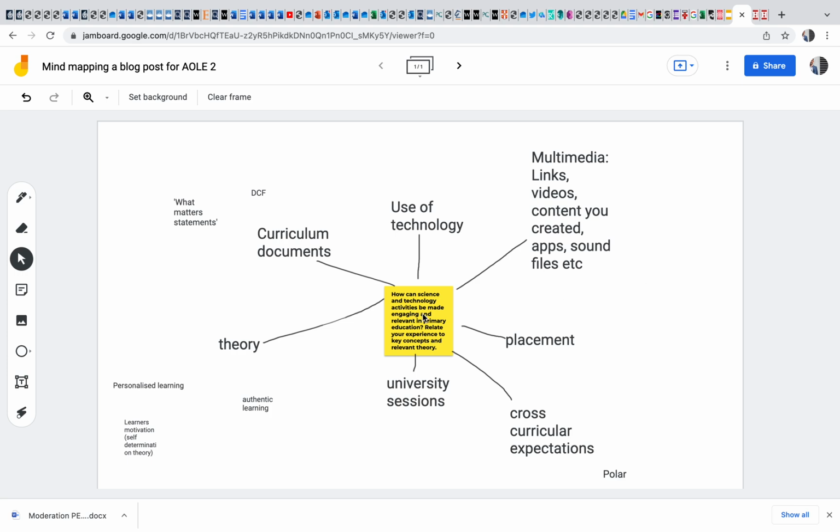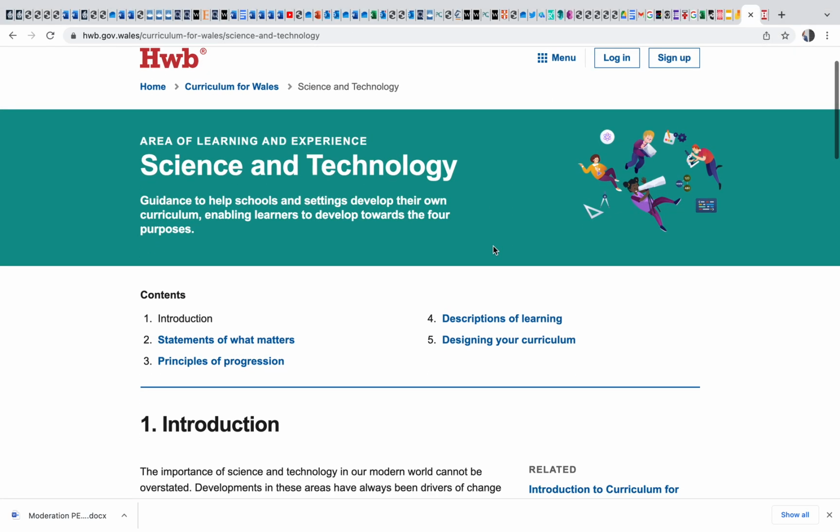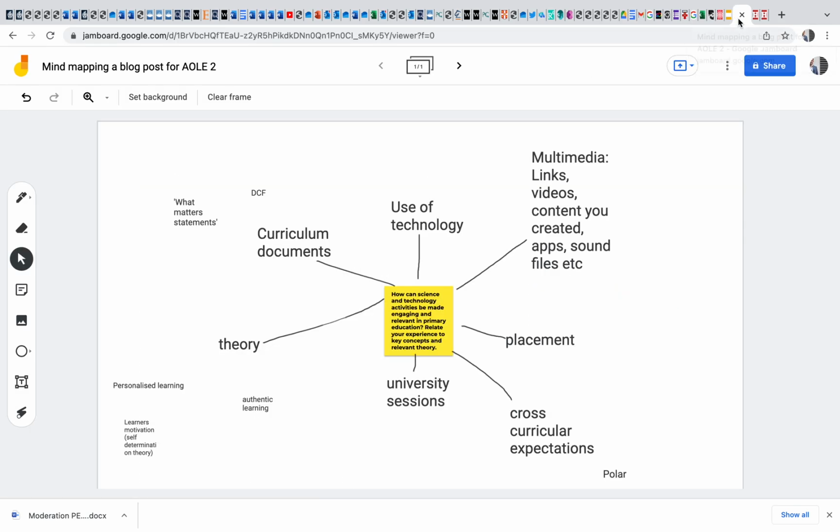You could have an introduction to how science and technology is taught within the curriculum. Obviously go to the science and technology hub pages. Everything you need to know is here. You could start with a bit of context: what are the expectations? You could talk a little bit of history as to why we're doing that. And obviously that links then to making activities engaging and relevant.